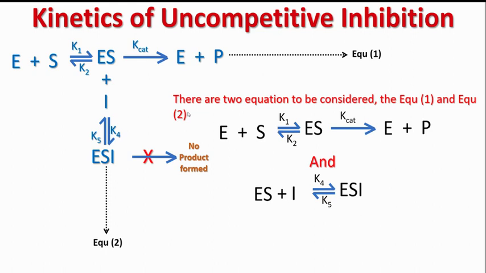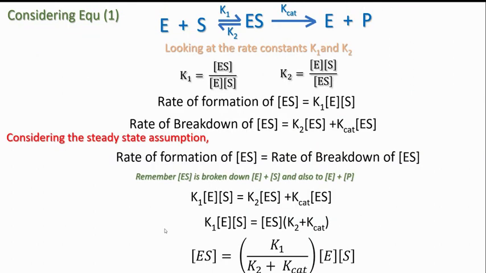Equation 1 is the normal enzyme plus substrate to give you ES, which is broken down to enzyme and product. Then we have the second one, where the ES, the enzyme complex formed, binds to the inhibitor. Once this ternary complex, ESI, is formed, the reaction will not proceed until such inhibition is removed. So let's look at the kinetics and what we can get from it.